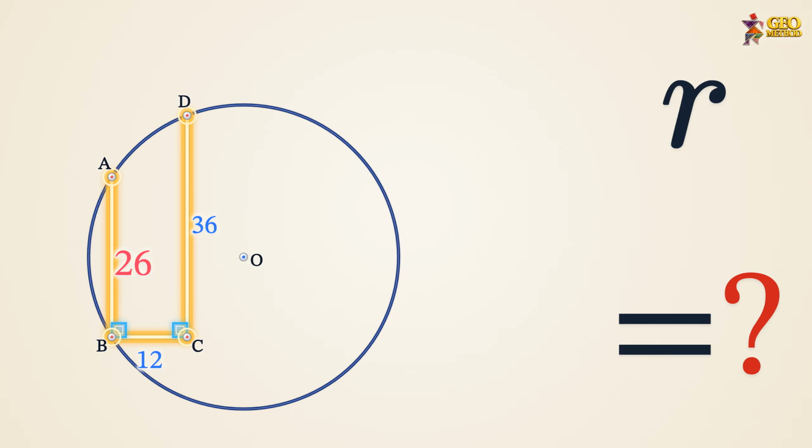A circle carries the chord AB of length 26. From B, a short step segment BC of 12 runs to the right. Then a long rise segment CD of 36 climbs back up to the circle. The radius R is the quantity we must find.